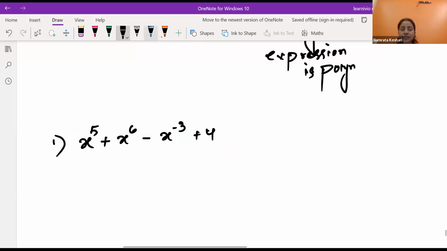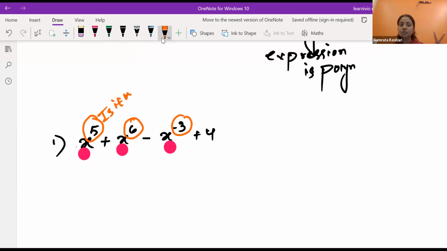Let's check it. First condition says that only one type of variable has to be there. We can see x, x, x, fine. Condition says the power of each and every variable. This is a variable, this is a variable, this is a variable. So the power of each and every variable: this power, and this power. We will be asking ourselves the question: the first one, is it a whole number? So 5 is whole.